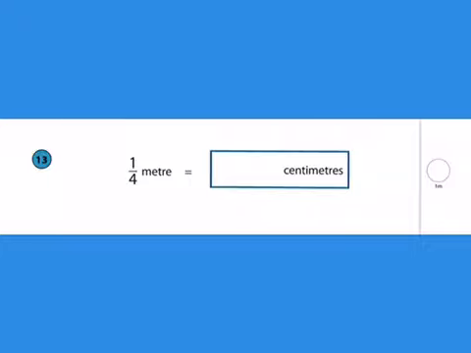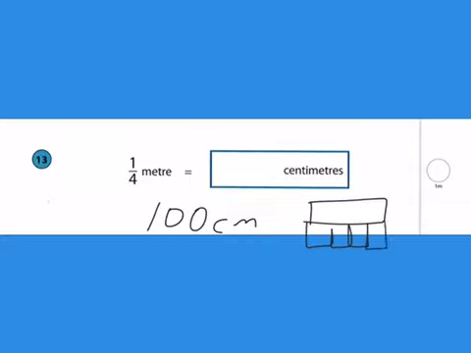Right, 1/4 of a metre. Well, a metre is 100 centimetres, and 1/4 of 100, well, half is 50, and 1/4 is half of that, which is 25.